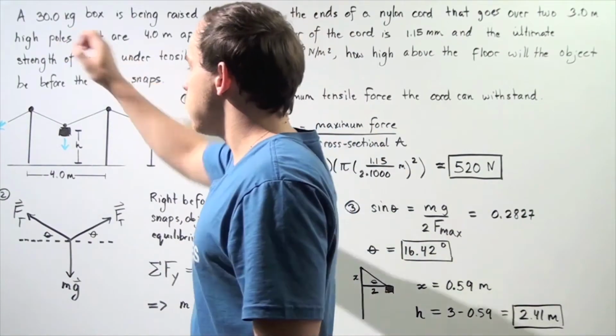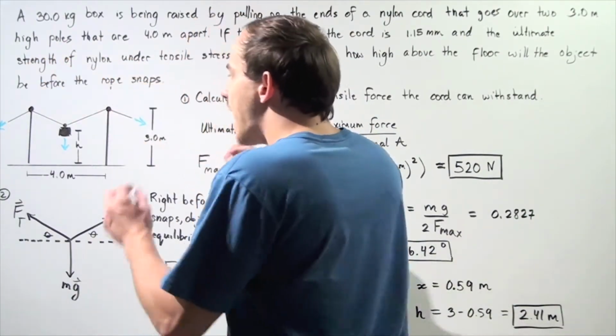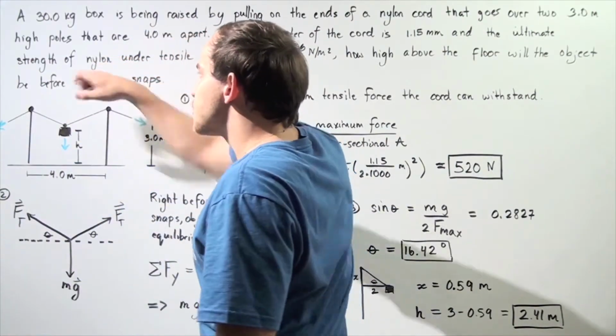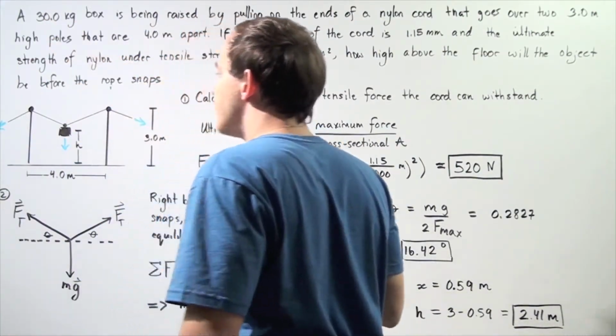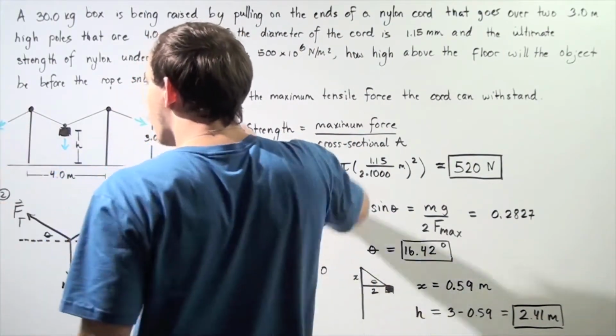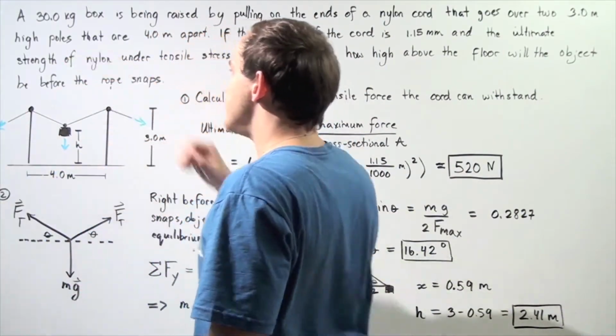On the top of each pole we have a pulley, and we connect a cord through the pulleys to a box that has a mass of 30 kilograms. So we pull on these cords. If we pull on these cords, the mass is raised.